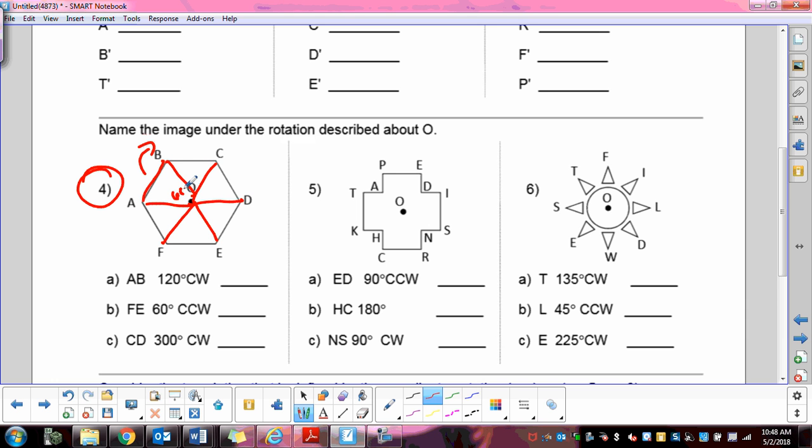Each one is 60. So 120 degrees is going to move AB to CD. So this is 2 rotations. So this is going to be now CD. FE, 60 degrees counterclockwise. So counterclockwise means we're going to go the opposite way. We're going to start at FE and we're going to go this way 1 time. 60 degrees is just 1 time. And so this is going to be AF. Okay? And I want you guys to try C. What happens when we work with C?